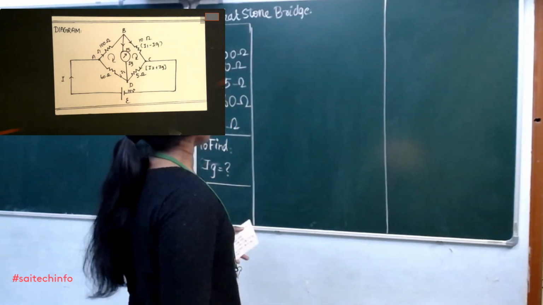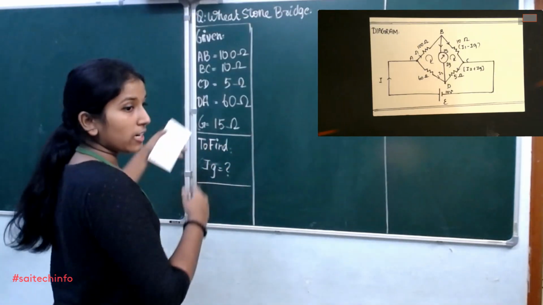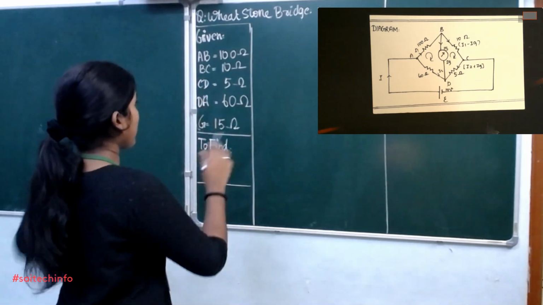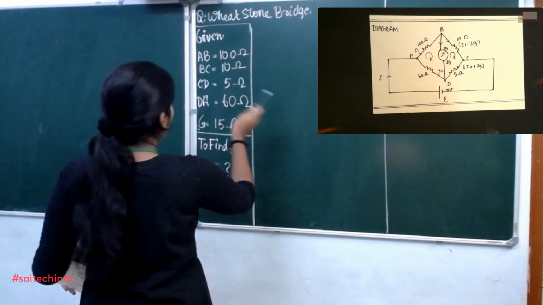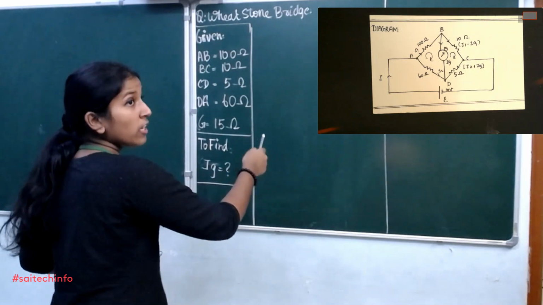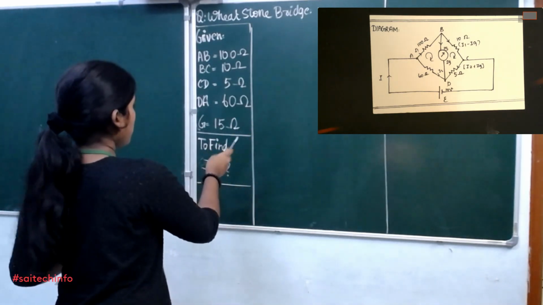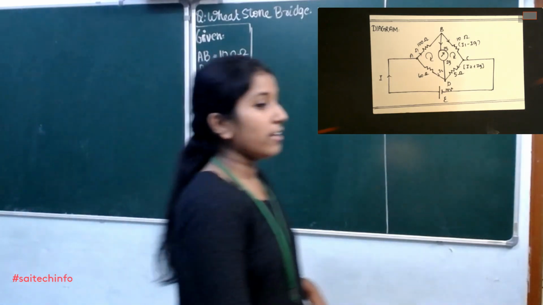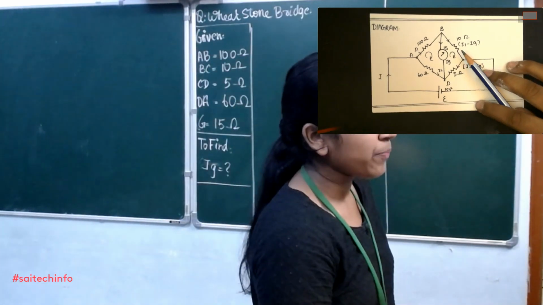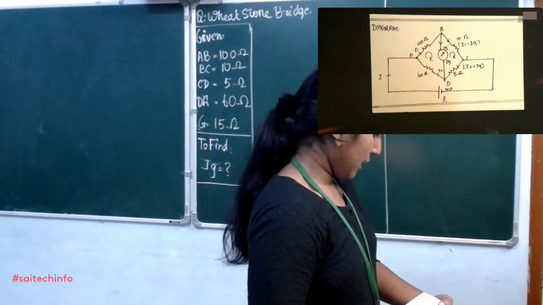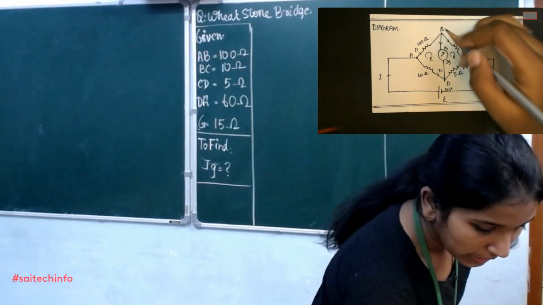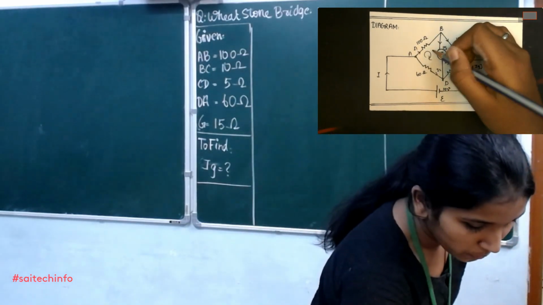So the given values are AB is equal to 100 ohm, BC is equal to 10 ohm, CD is equal to 5 ohm, and DA is equal to 60 ohm, and the galvanometer is 15 ohm, and we have to find the IG. And here also you can see the diagram. So first we are taking the loop A, B, D and A. This is the first loop we are taking.